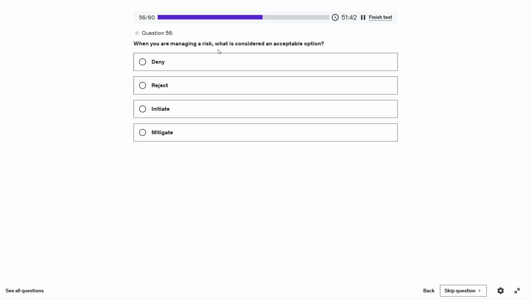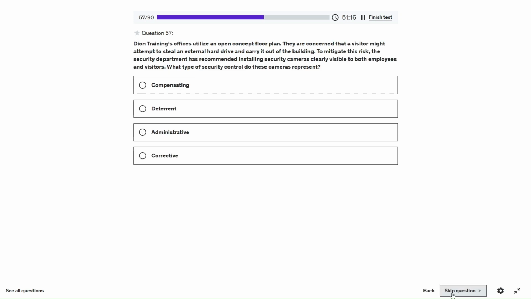When you are managing a risk, what is considered an acceptable option? Only mitigation is the acceptable option when you are managing the risk. Denying the risk is like we don't care. Reject means that we are rejecting it and we will see what will happen. Initiate is like you are going and initiating the risk. Mitigate is okay: you accept it and you are now working on recovering or securing it.